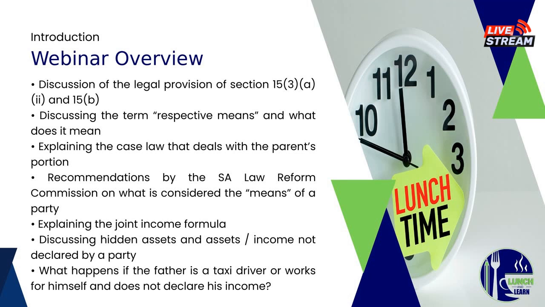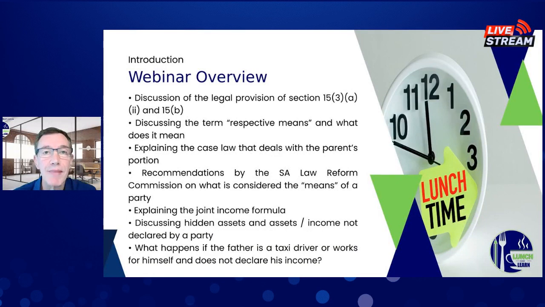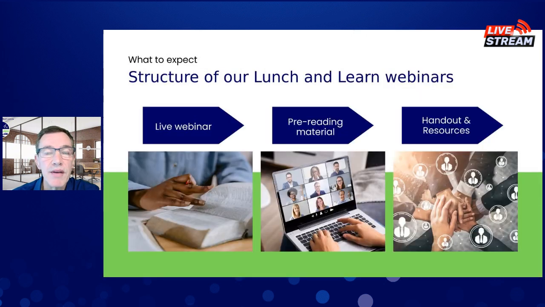Two issues that we will be discussing are what will happen if the assets or the income are not being declared by the other party, and how do we deal with that. As well as, for instance, if the father is a taxi driver or works for himself, how do we deal with those types of matters? And with regard to the payment of maintenance, specifically the parents' portion.